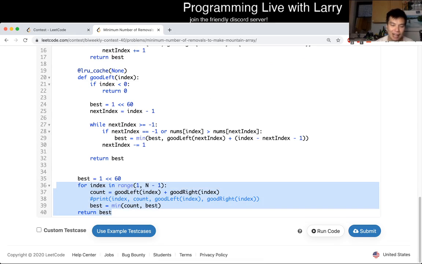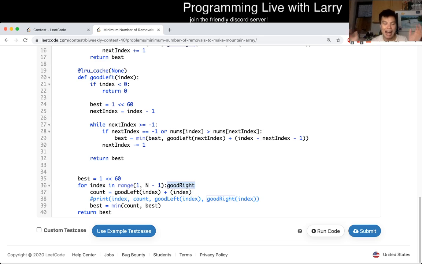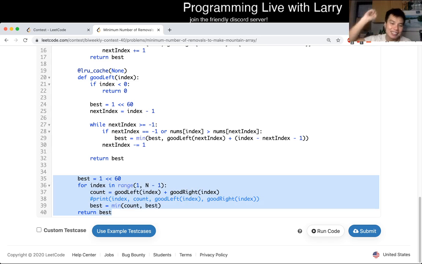Basically, I take the longest good left going to the left side, the best longest decreasing sequence. I do a variation of it, but the transition is the same. And then I do the same on the right, and then I add them together, and then I just take the min of those answers. And that's pretty much it for the brute force portion, because we try for each index: if this index was the mountain peak, what is the answer for this index, right? So that's basically what this gives me.